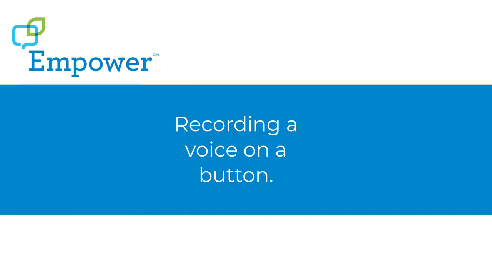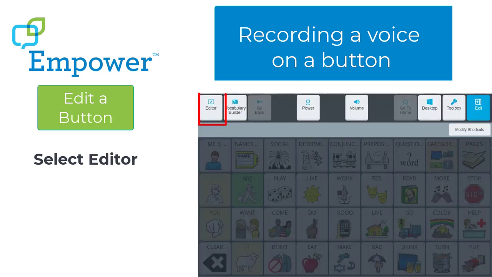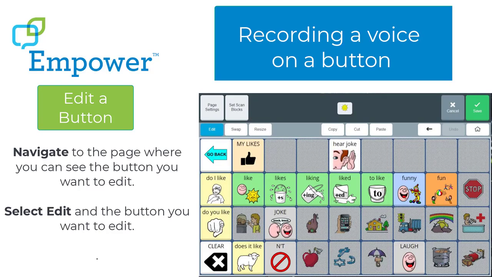First, let's talk about recording your voice on a button. From your vocabulary, you will select Menu, and from Quick Menu, you will select Editor. Navigate to the page where you can see the button that you want to edit. Then select Edit and the button that you want to edit. Let's see what that looks like.